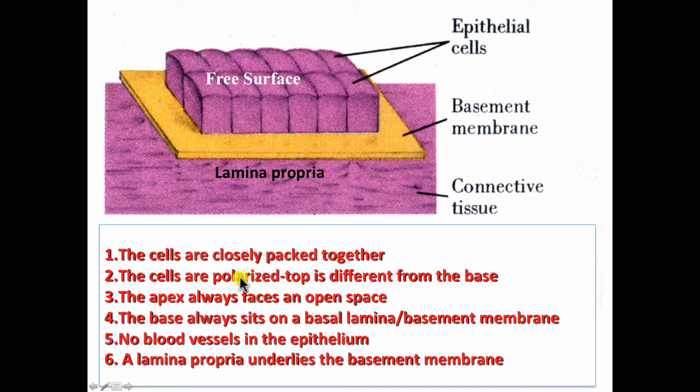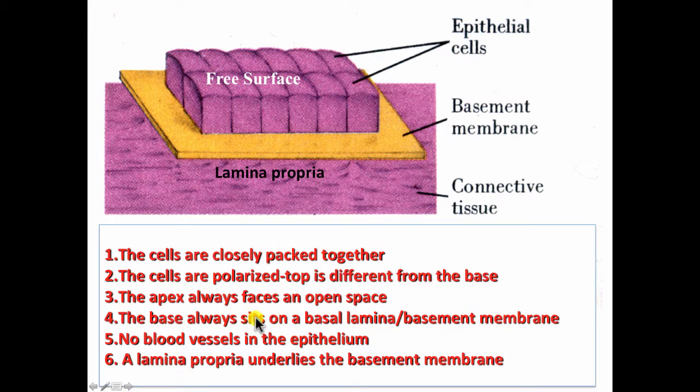The cells are polarized. The top is always different from the base, both chemically, biochemically, and structurally. The apex always faces an open space. The space may be virtual, as in the case of blood vessels, where it's filled with blood, but more often you will be able to see a space at the apex of the epithelium.